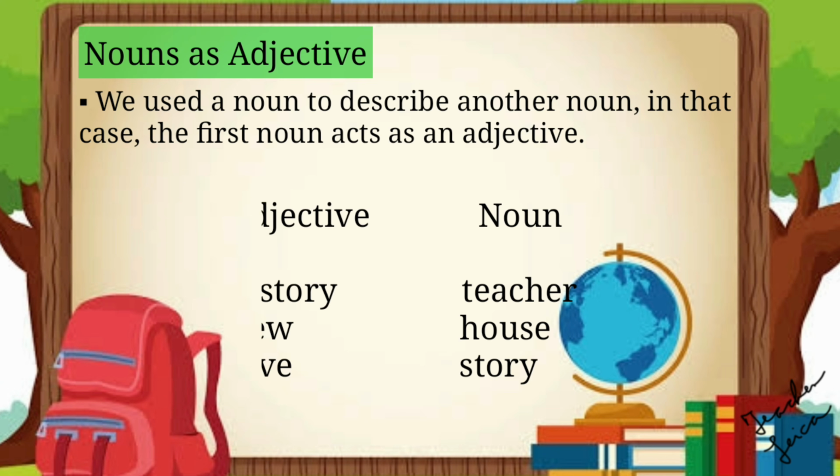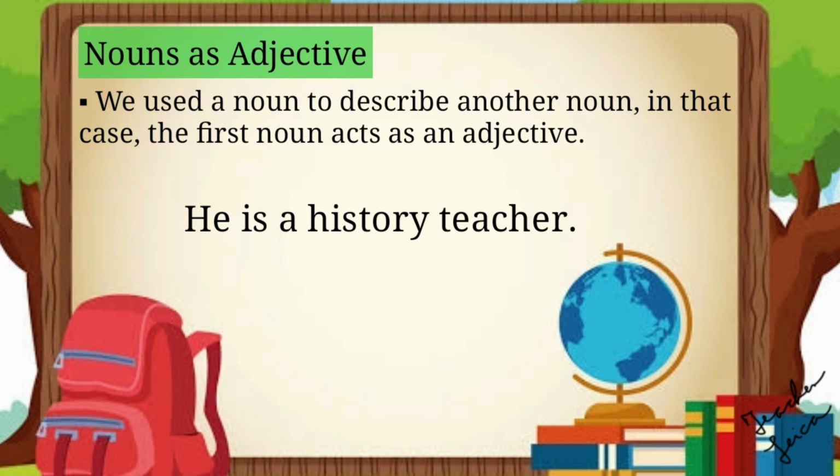Example sentence of a noun used as an adjective. He is a history teacher. So history is normally a noun, but here it is acting as an adjective to modify teacher.